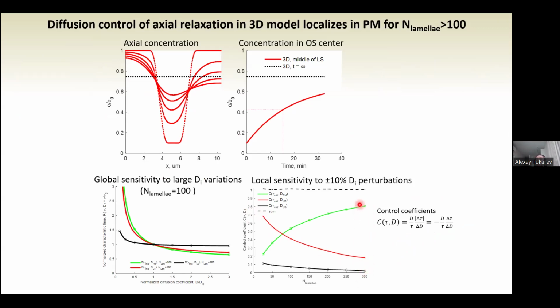So this tells us that in a real situation, the transport of rhodopsin along the plasma membrane of the outer segment is mainly limited by diffusion along the plasma membrane. So the plasma membrane is a bottleneck to this process.